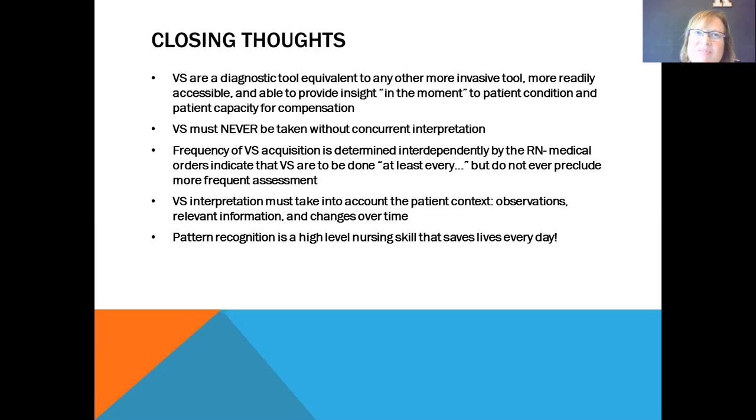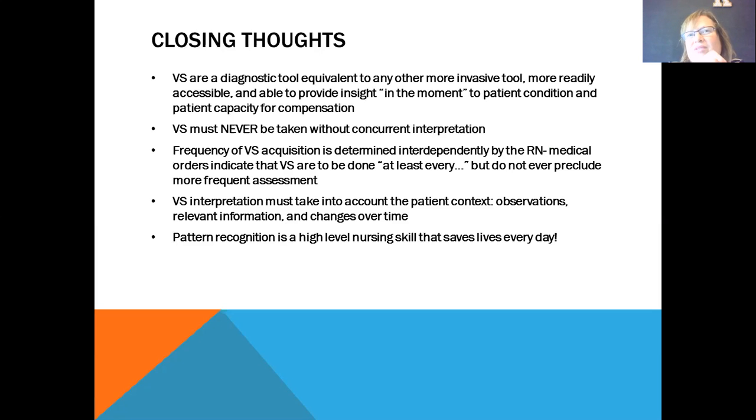This idea that someone else can take your vital signs is a fallacy. It is dangerous. We all take our own vital signs because over and over through this lecture, what we've talked about is that vital signs are always contextualized by the patient's presenting condition. So when we're doing our analysis, we're looking at the patient. The frequency of vital sign acquisition is determined interdependently by the RN or the RPN and the medical orders.